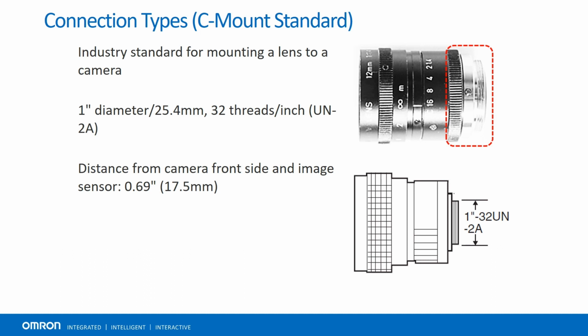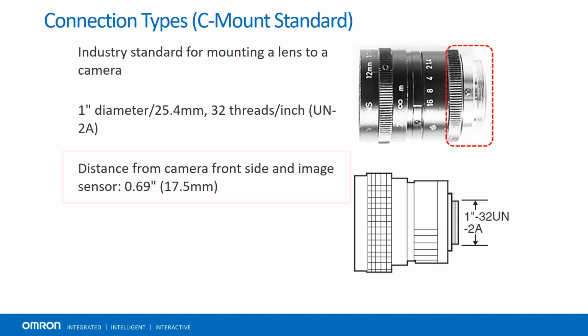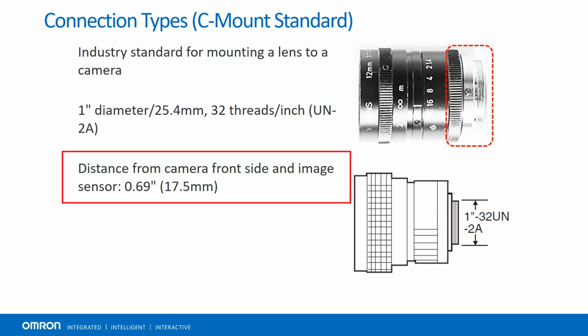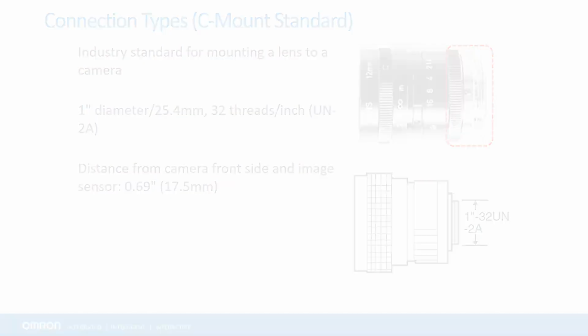As the C-mount standard is the most common in the industry, let's understand what defines a C-mount lens. First, the diameter of the connection is 1 inch or 25.4 mm, with 32 threads per inch. The distance between the rear of the lens and image sensor is 0.69 inches or 17.5 mm. Recall that the CS mount lens is identical to this, except the distance is 12.5 mm instead of 17.5 mm. This means we can use a C-mount lens on a CS mount camera using a 5 mm extension tube.